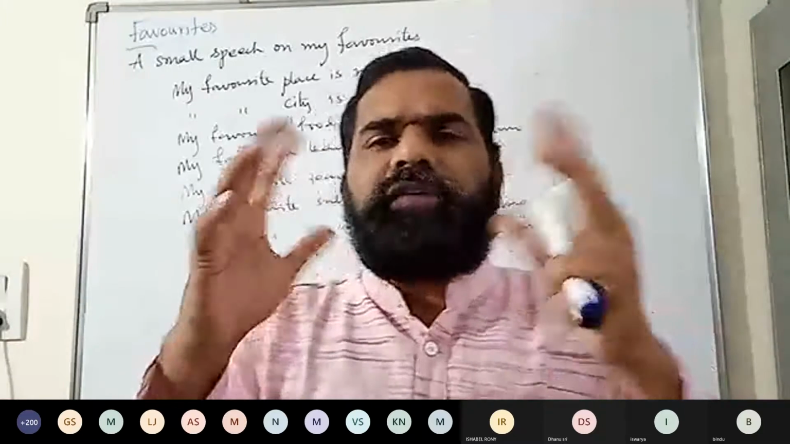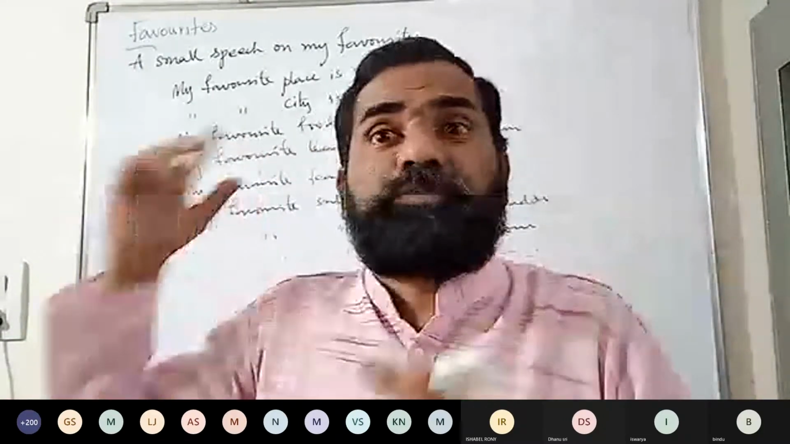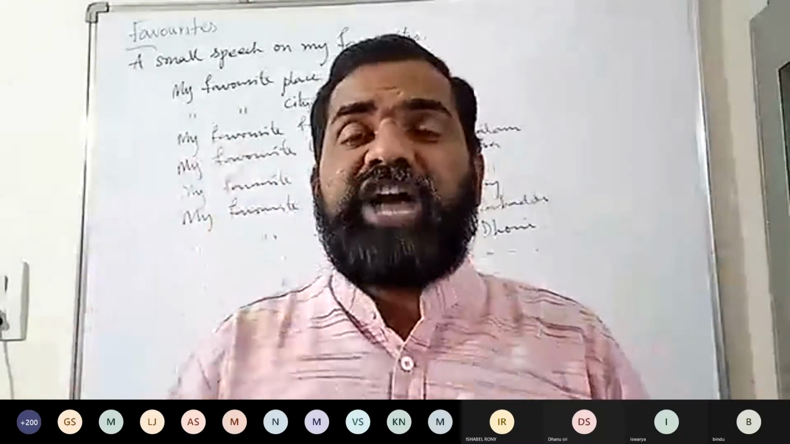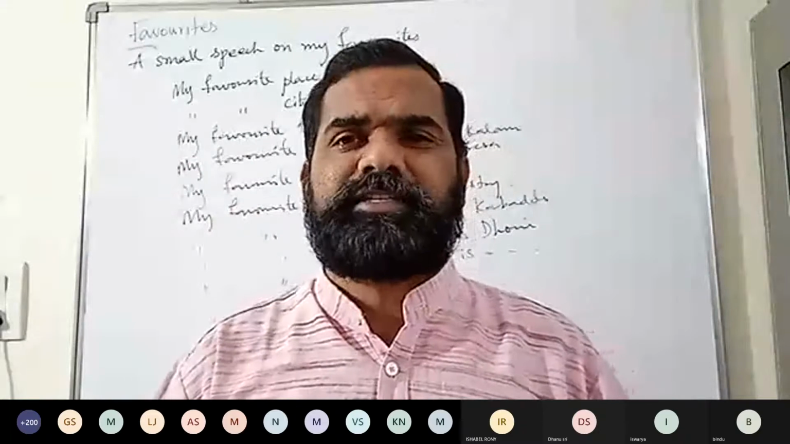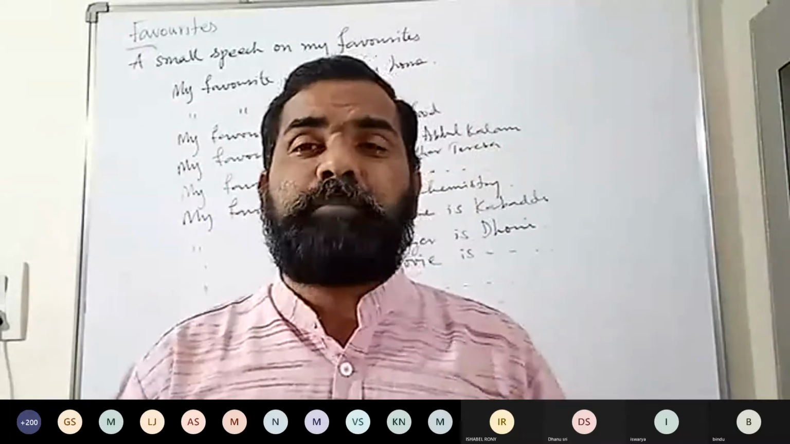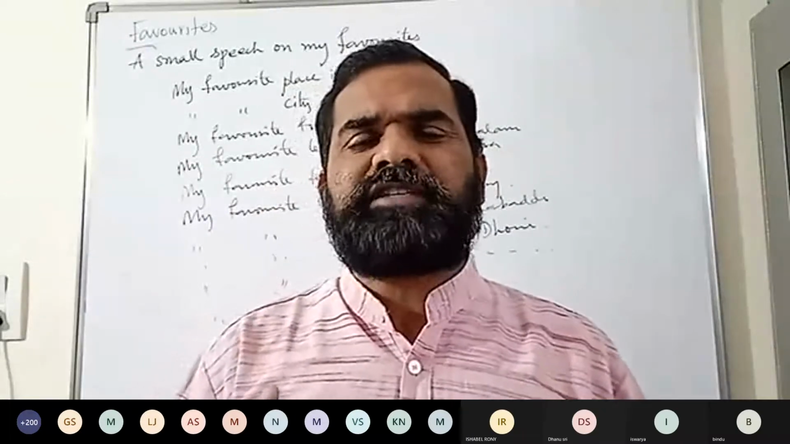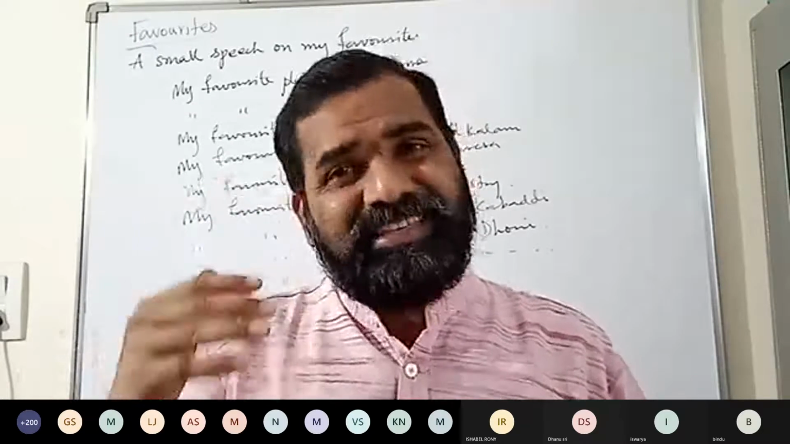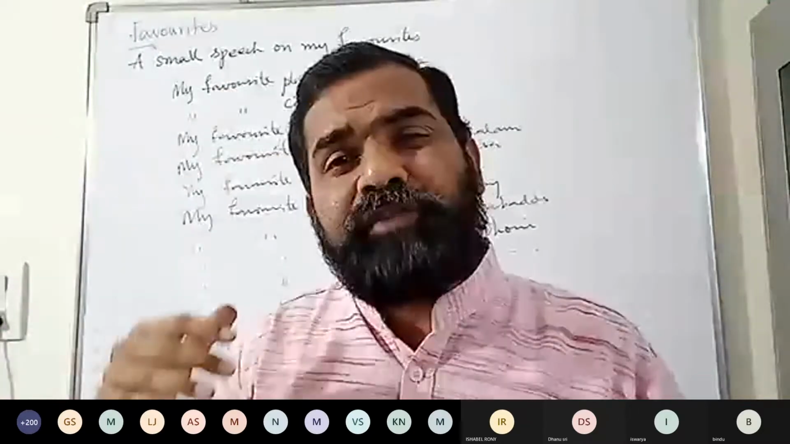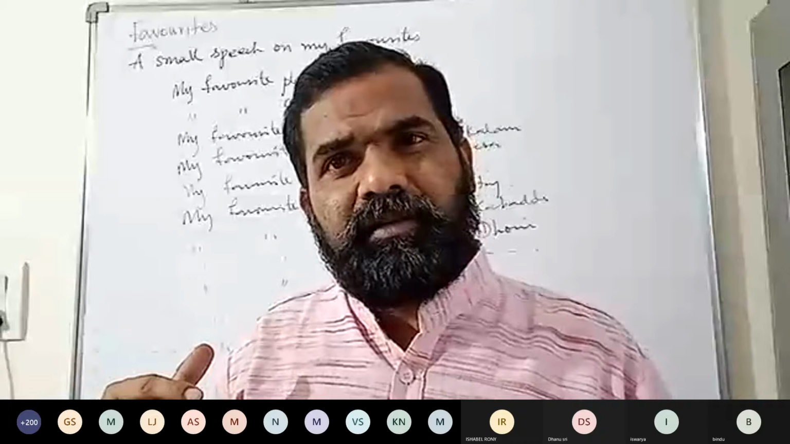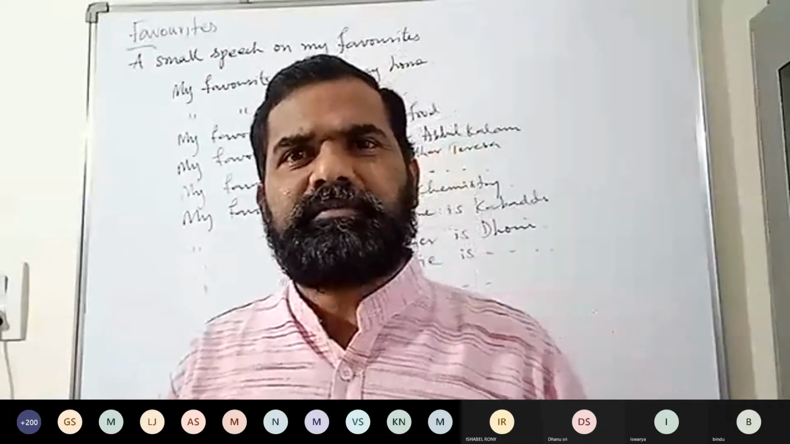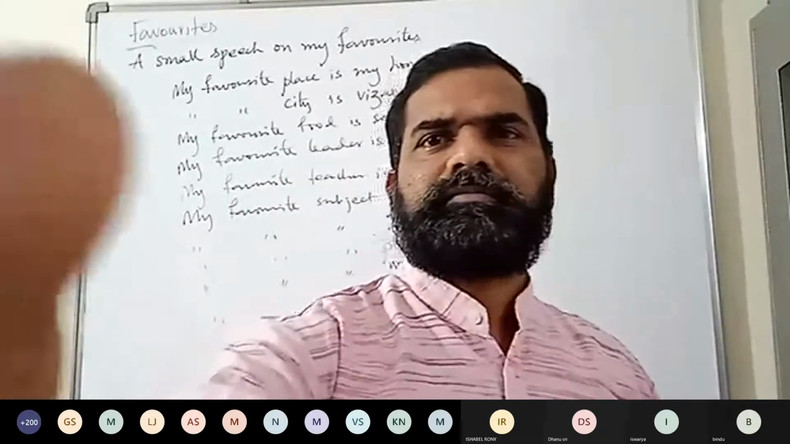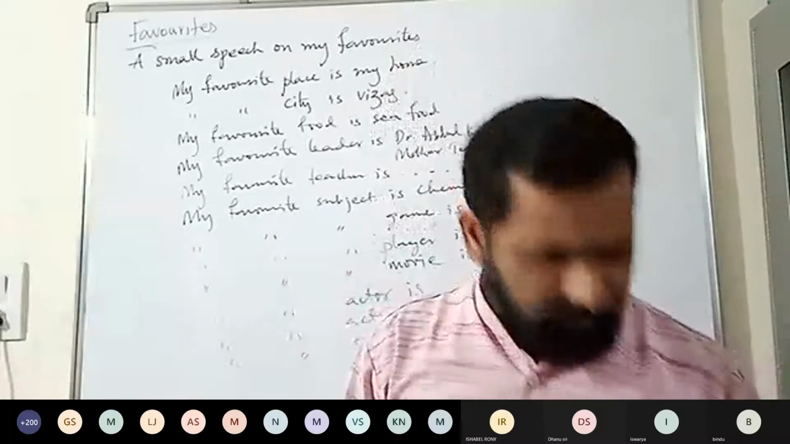So hello everyone. For example, how do you make a speech? Hello everyone. I stand here to speak about my favorites. My favorite place is my birthplace. My favorite city is Delhi. Like this, you can include all your favorites. Clear? Yeah. Please take them down.